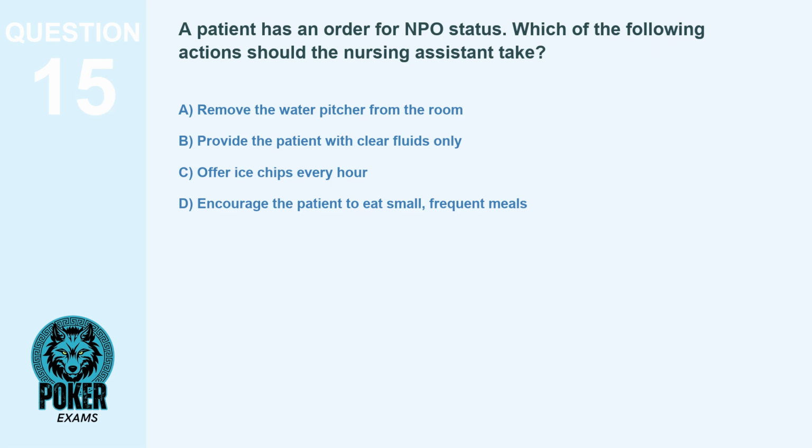Question 15. A patient has an order for NPO status. Which of the following actions should the nursing assistant take? Remove the water pitcher from the room. Provide the patient with clear fluids only. Offer ice chips every hour. Encourage the patient to eat small, frequent meals.